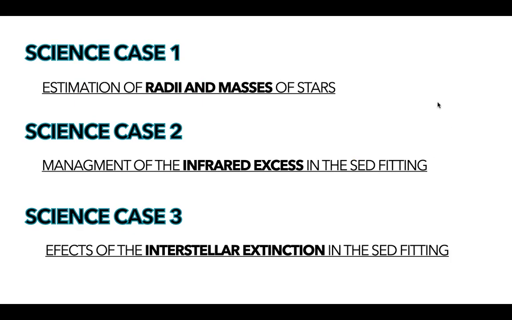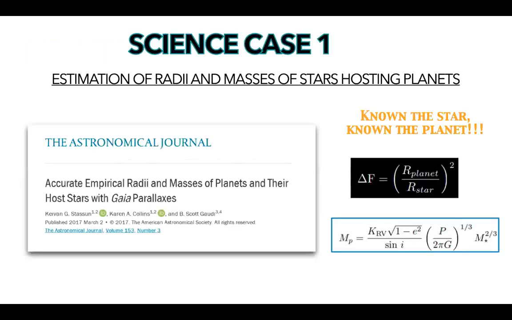We probably won't have time to do the 3 cases, but you have all the information, with every step very detailed, in the PDF, so you can do it at home if we don't have enough time to finish all the tutorial. So we are going to start with the first science case, the estimation of radii and masses of stars hosting planets. We will work with 2 stars.